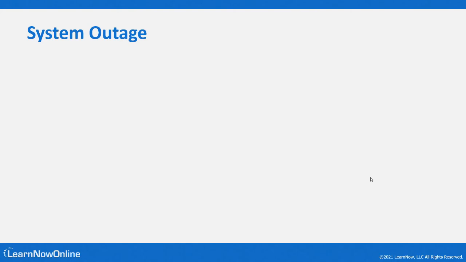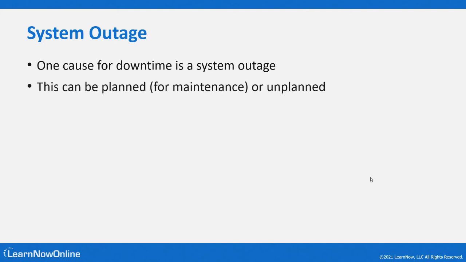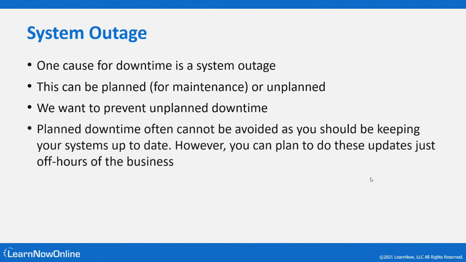When it comes to downtime, one of the things we're concerned with is system outages. That's one major cause for downtime. This can be planned for maintenance or unplanned. And what we're concerned with and what we want to prevent is the unplanned downtime. That's when we're not expecting it and all of our systems go down.